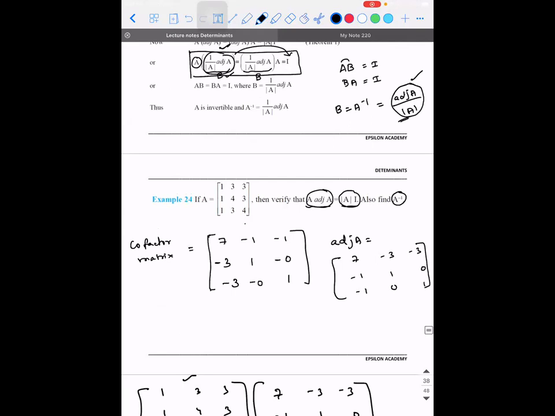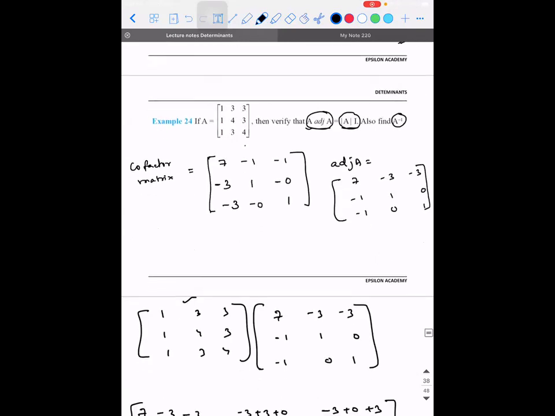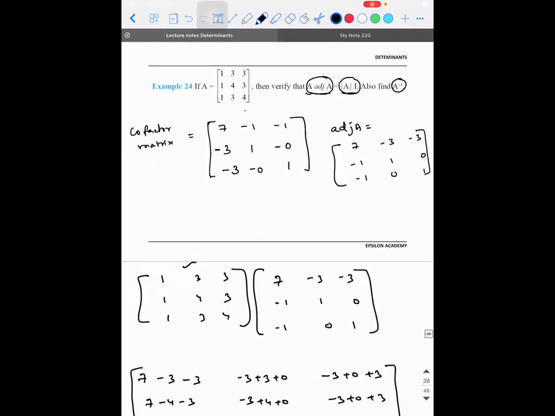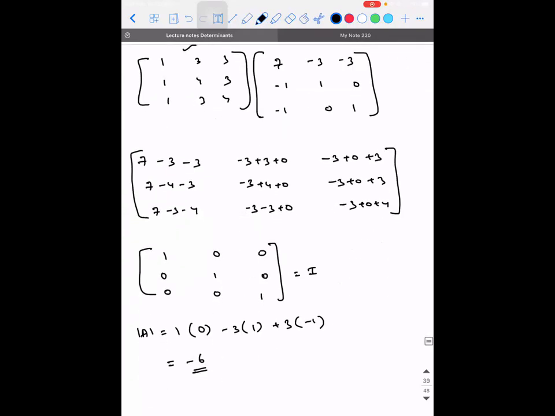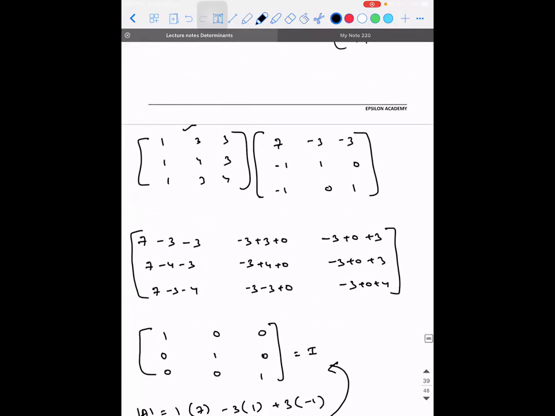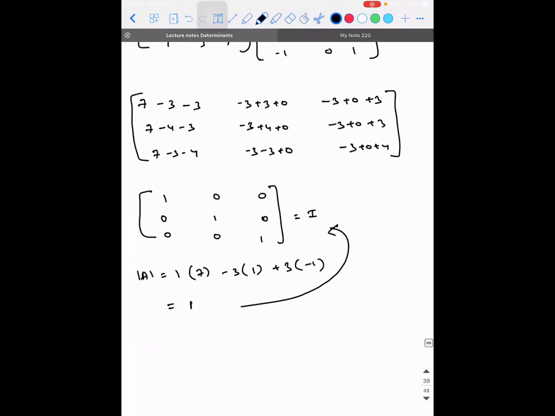So 1 into 0, 16, 16 minus 9. 16 minus 9 is 7. Yeah, here it is 7. So what is it you're getting? You're getting it as 1. So 1 multiplied with this identity matrix is nothing but A into adjoint of A. Right? Hence we proved it.